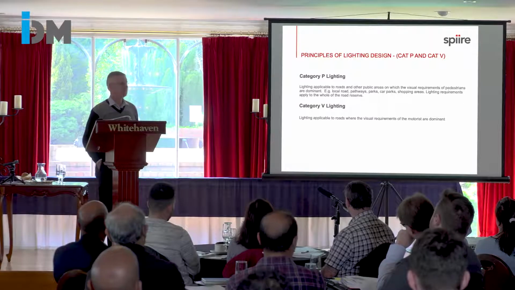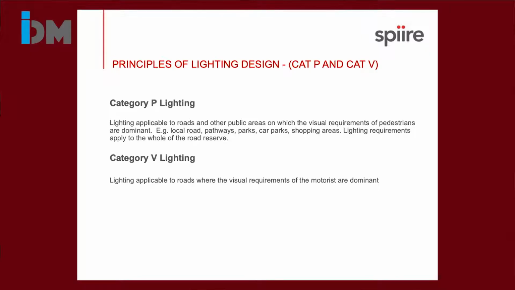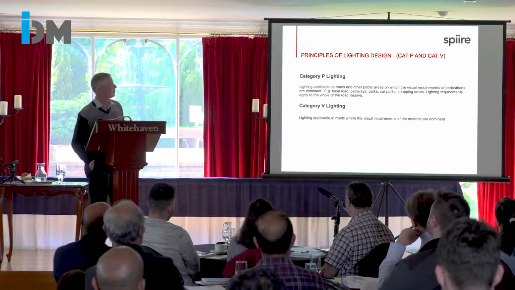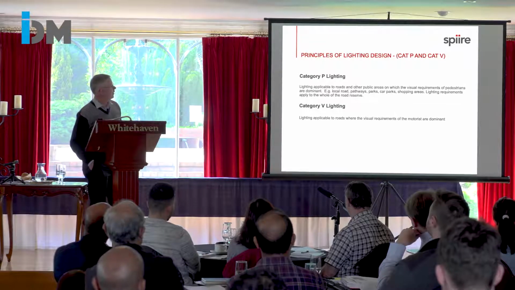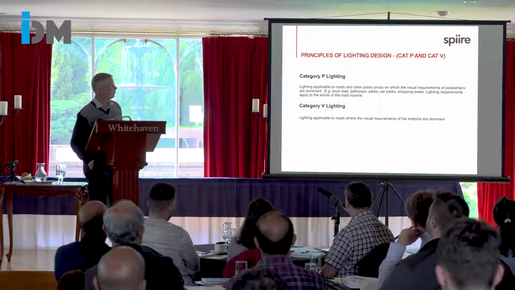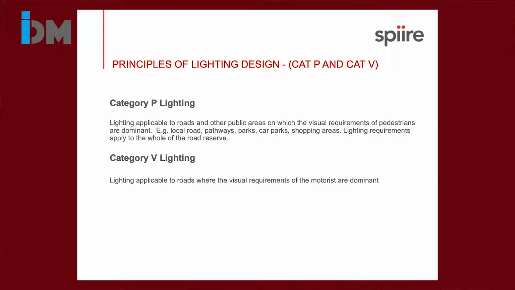Category P lighting relates to roads and other public areas on which visual requirements of pedestrians are dominant. Local roads, pathways, parks, car parks, shopping areas: lighting requirements apply to the whole of the road reserve for Category P. Category V lighting is applicable to the roads where the visual requirements of the motorist are dominant, and it basically covers the actual carriageways in a dual carriageway.